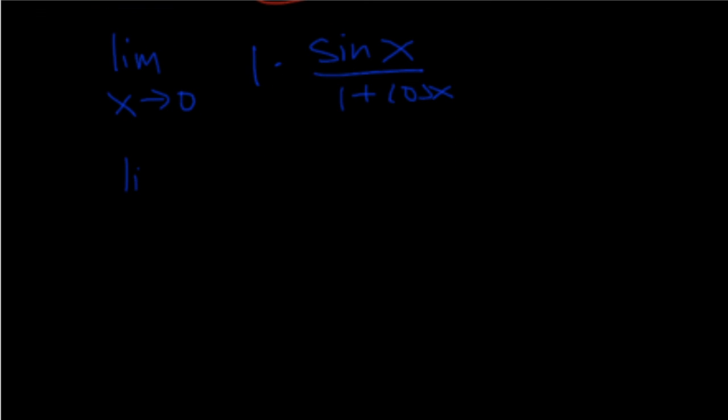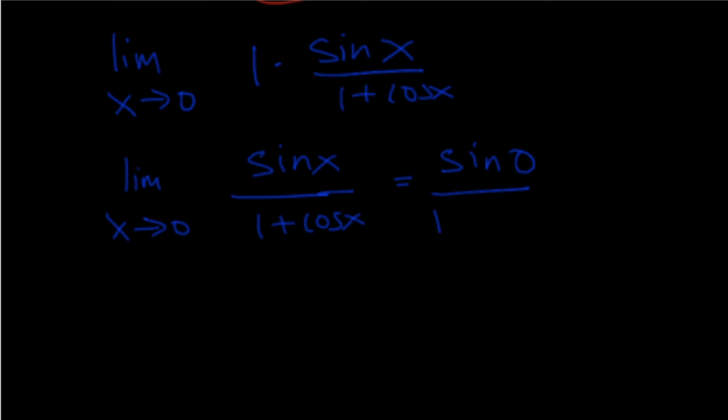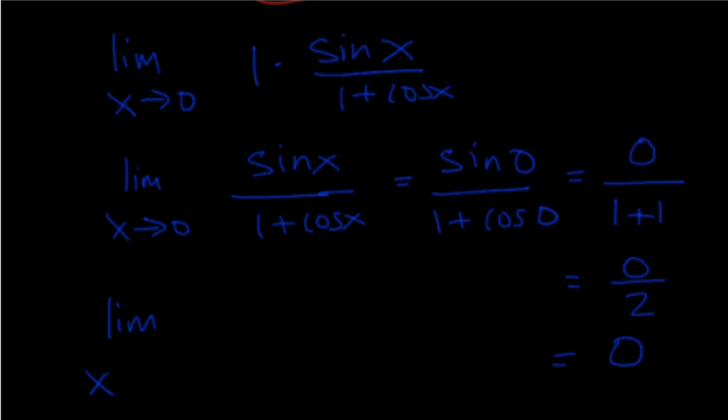So actually I can get rid of the 1, so I have sine x over 1 plus cosine x, and then I can just plug in x equals 0. So I get sine of 0 over 1 plus cosine 0. Sine of 0 is 0. Cosine 0 is 1. 0 over 2, well, that's just 0. So we can conclude that the limit as x approaches 0 of 1 minus cosine x over x is equal to 0.